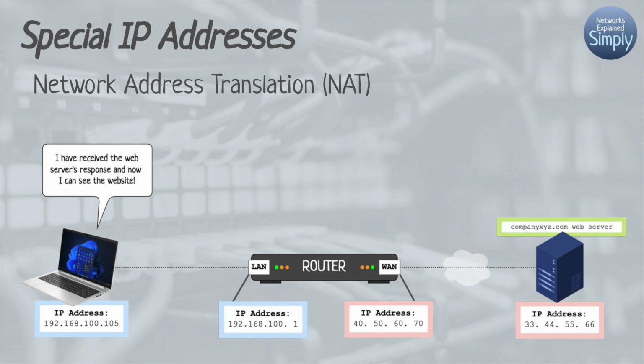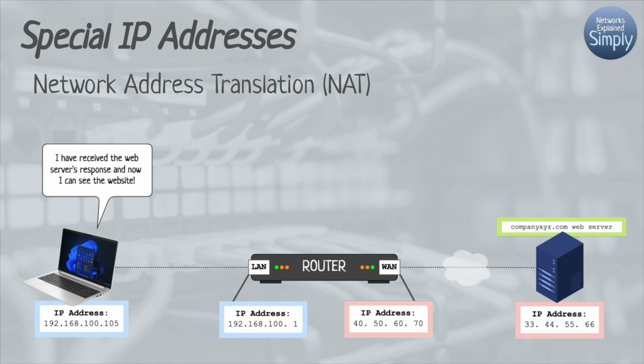By using network address translation in this way, routers can enable communication between private networks and the public internet while maintaining the separation between private and public IP addresses that IPv4 requires.